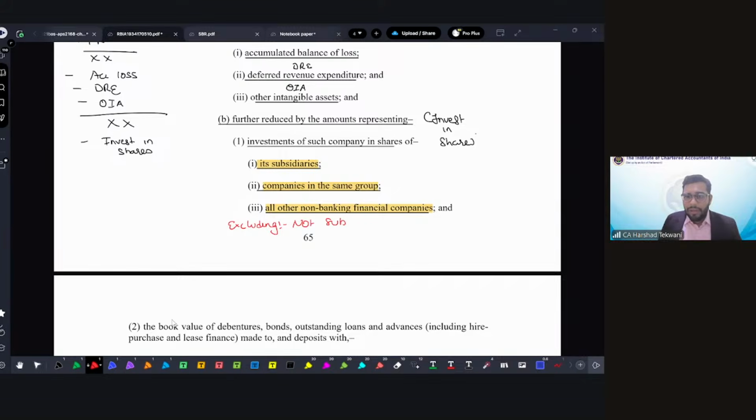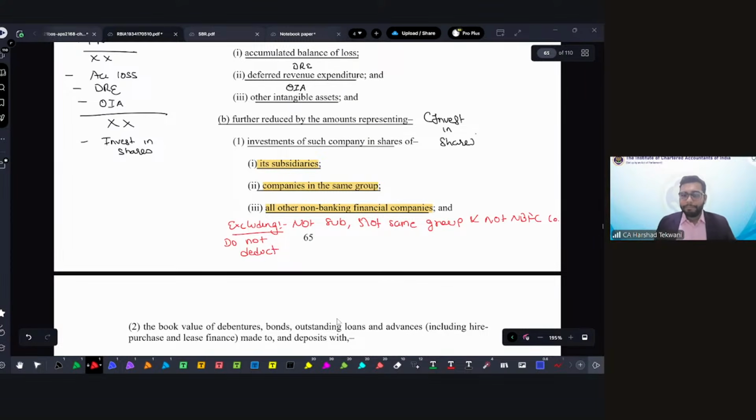So excluding those that are not a subsidiary, not the same group, and not an NBFC company. If that is the case, do not reduce the amount as of now. Do not deduct. Okay. Now, that was with respect to the shares.